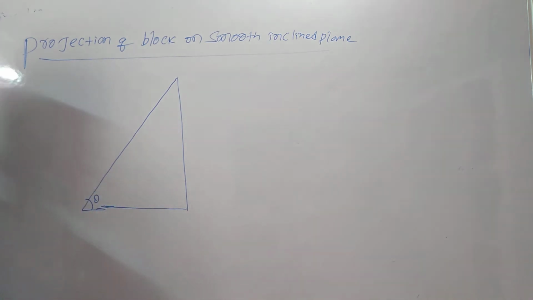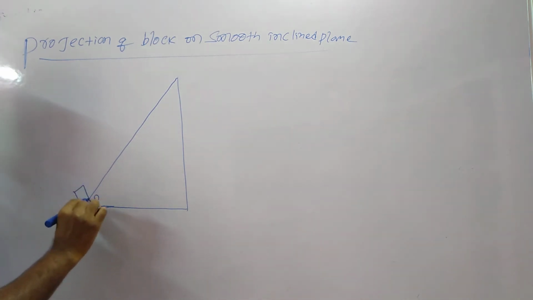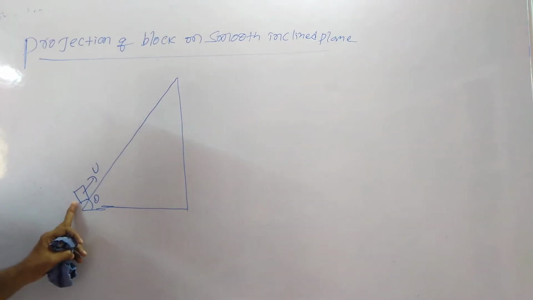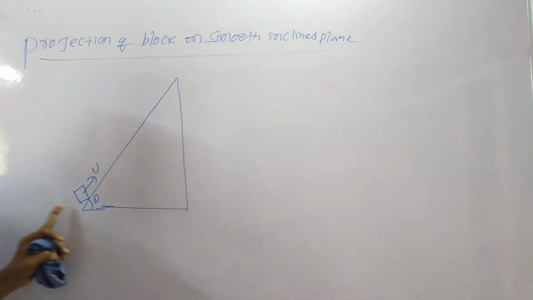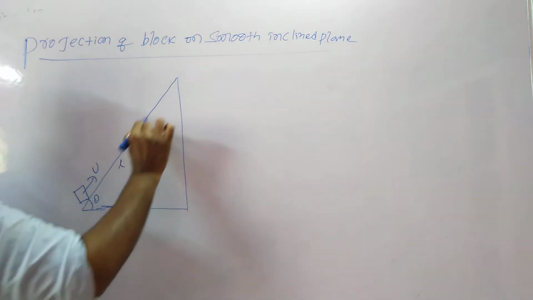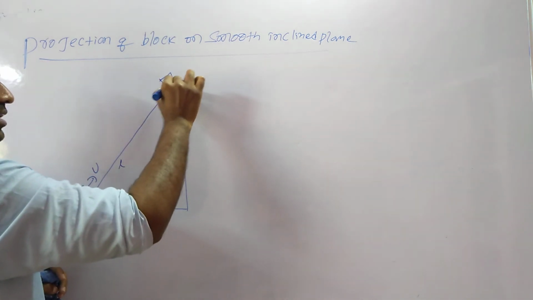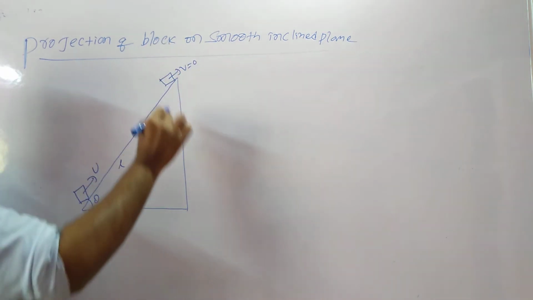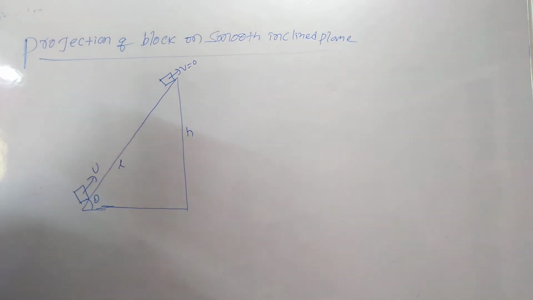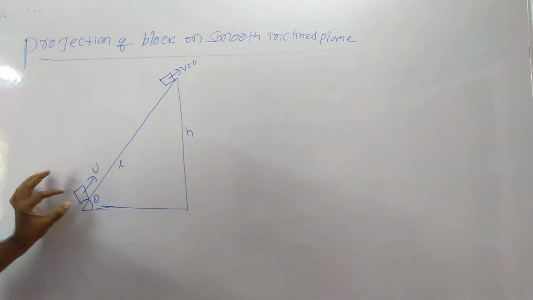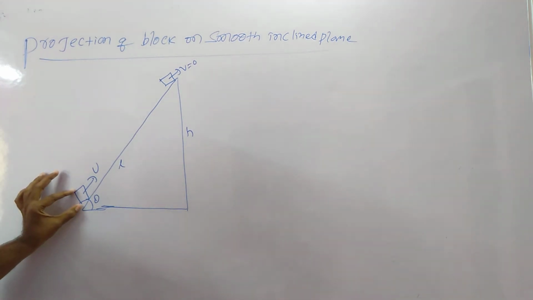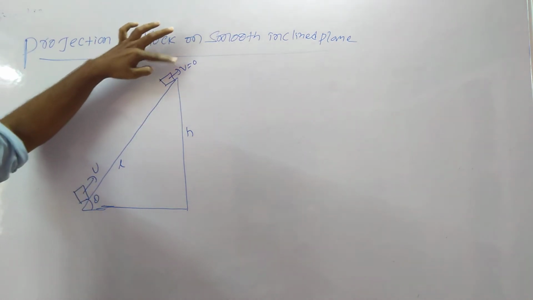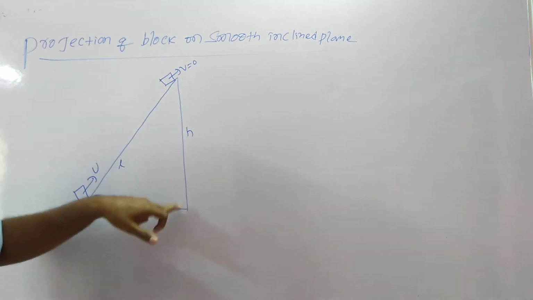The angle of inclination is theta. Here a body is projected up with velocity u from the bottom of the plane, and after traveling distance L, its final velocity becomes 0. It is moving against gravity. h is the height of the inclined plane. On reaching the top of the plane, its velocity becomes 0. The length of the plane is L and the height of the plane is h.